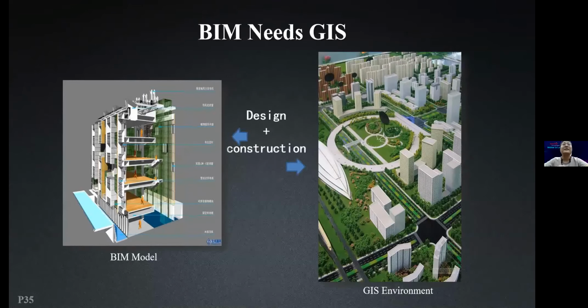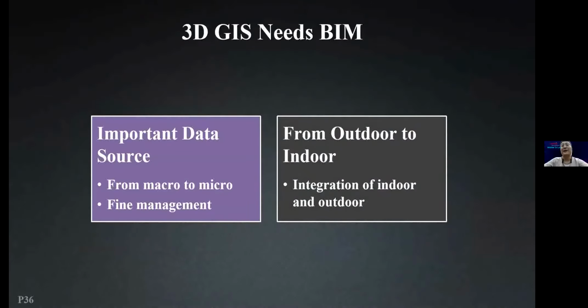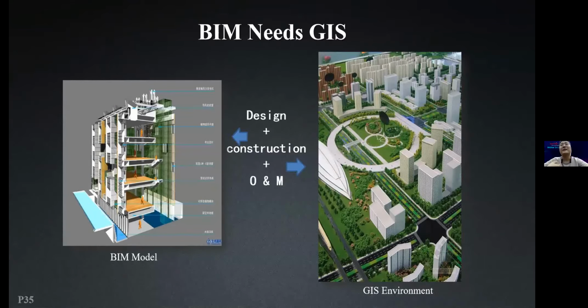So in the design and the construction stage of a building, the BIM software is very important. It's very useful. But in the operation and maintenance part, GIS is very necessary for one building. Such as in the operation and maintenance, I want to monitor the status of all the devices inside of this building. Such as I want to know the status of this pipeline, then we can develop a GIS application integrated with this BIM model to achieve this function.